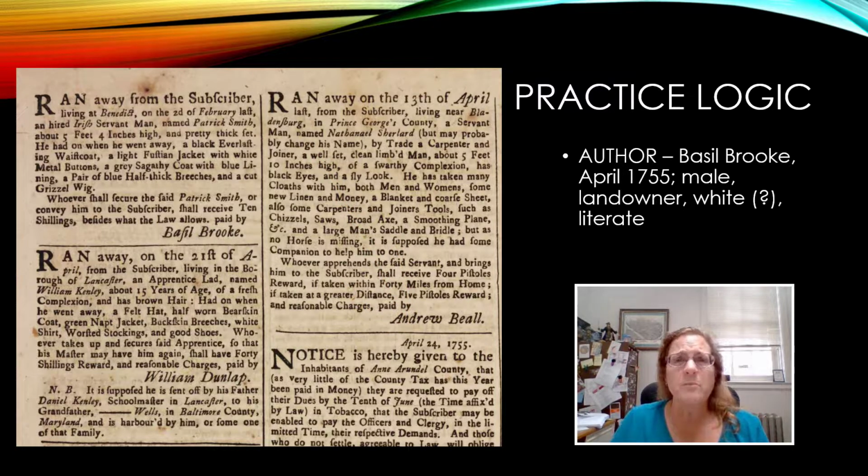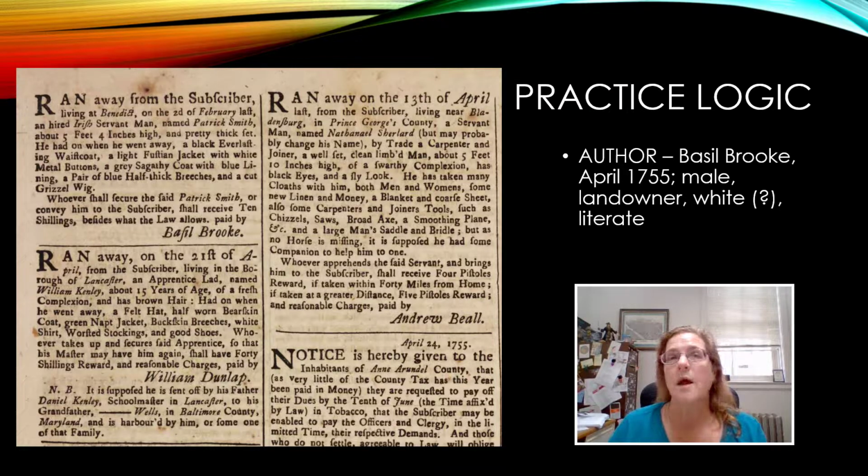From the name Basil, I assume that he's male. Could be wrong about that, I've made an assumption. Because he had an indentured servant, I've assumed that he's a landowner and that he's white. The fact that this goes into a newspaper, and that he identifies himself as a subscriber of the newspaper, makes me assume that he's literate.